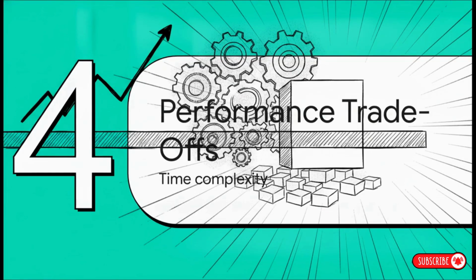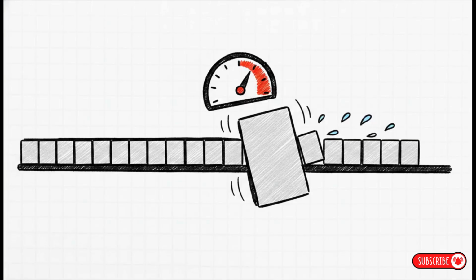Section 4, List Performance Trade-offs. Let's navigate some time complexity. Okay. We need to talk about the elephant in the room. While lists are incredibly versatile, they can severely drag down your application's speed if you don't know what's happening under the hood. Behind the scenes, Python lists are dynamic arrays.